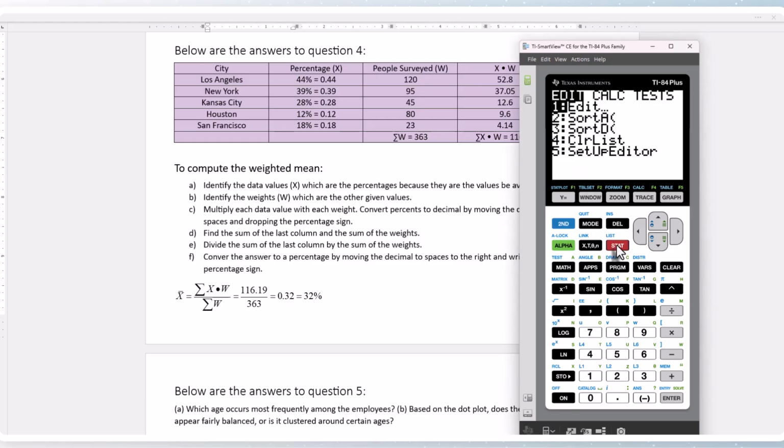Next, we press Stat, go to Calculate, select option 1. Make sure we have L1 for the list, L2 for the frequency list. Calculate. The mean is 32.008. This will round to 32%.